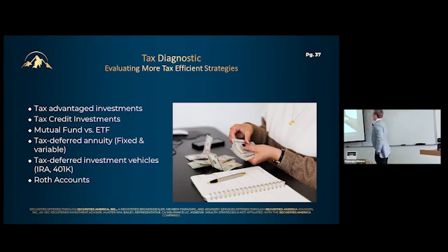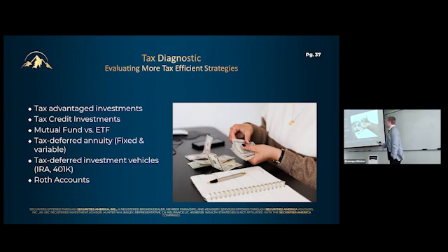We also talked a little bit about our tax diagnostic and how it's kind of difficult to pay less in taxes, but there are things we can do to make our money more efficient in our tax life, things like tax advantaged investments, tax credit investments, and remembering that tax-free returns are often pretty equivalent to taxable returns.